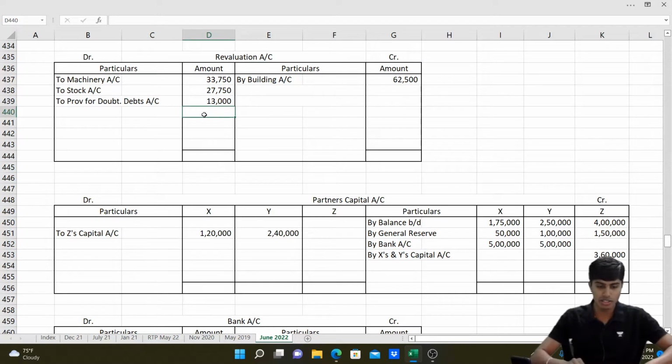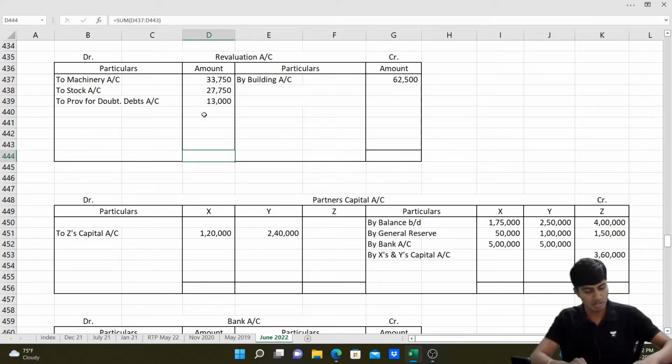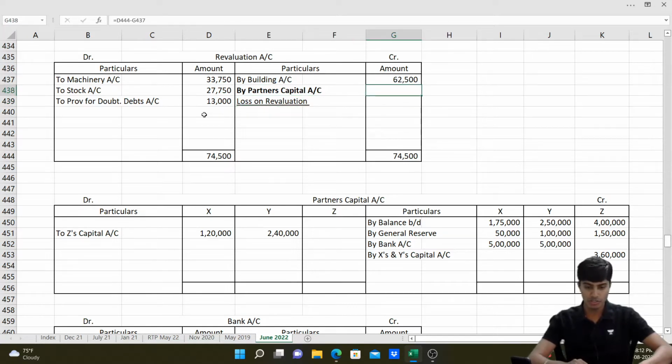So what would be the total here that we have? 33,750 plus 27,750 plus 13,000, which comes to 74,500. And here we have 62,500, but we'll write the same 74,500, and the balancing figure is the revaluation loss, which should be shared by all the partners. So I'll write by partners' capital account, loss on revaluation, balancing figure, that will be 12,000. It will be shared between all the partners, X, Y, and Z in the ratio 1 is to 2 is to 3.